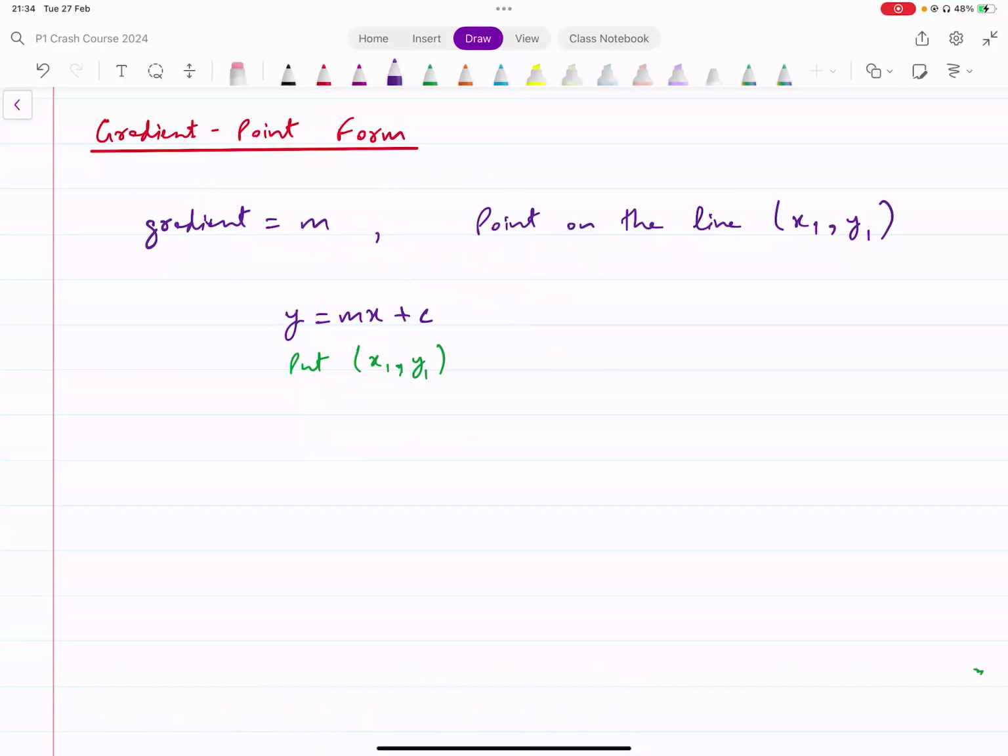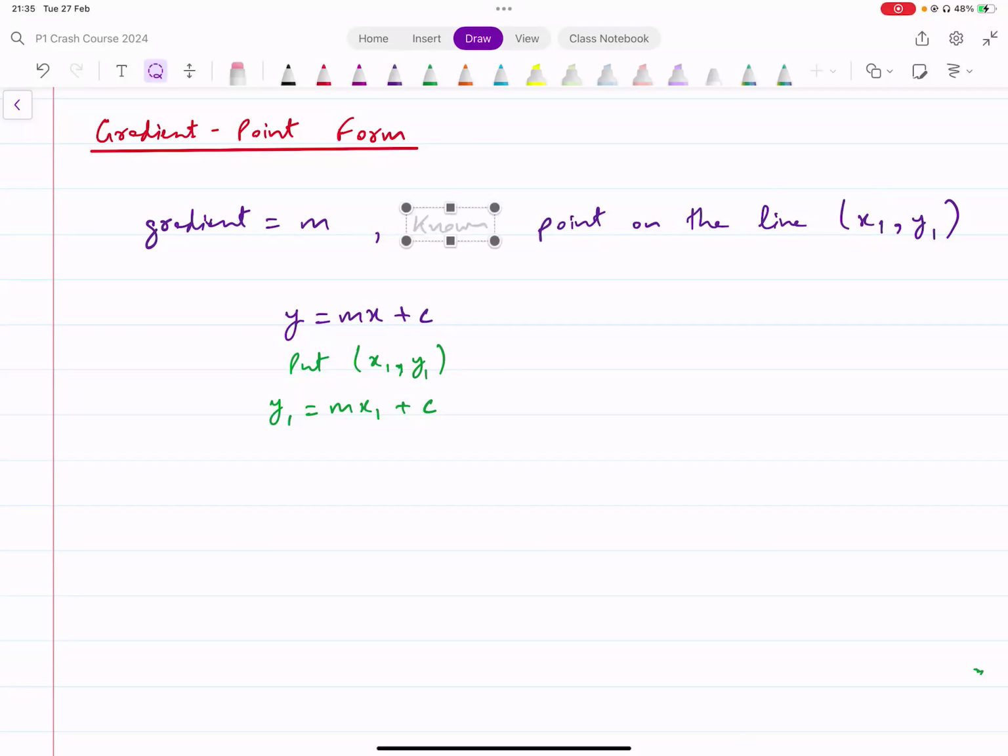In place of x, we put x1, and in place of y, we input y1. So it becomes y1 equal to m into x1 plus c. x1 and y1 are the coordinates of this point. These are some numbers that we do not know at this point, but we're just calling them x1 and y1. This is the point that we know lies on the line. Let's call this a known point on the line, a point that you know about.